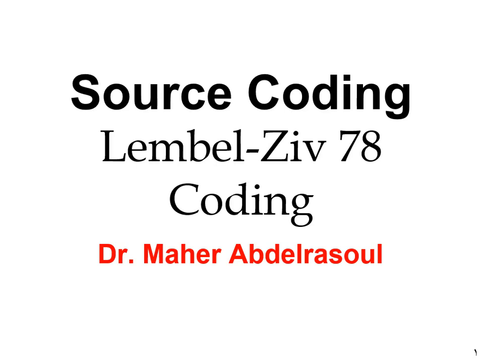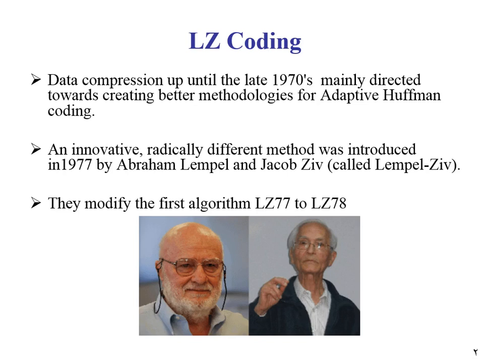Up to the 70s, the whole effort was working on adaptive Huffman coding, but in 1977, Lempel and Ziv innovated a new code which is used for adaptive coding.